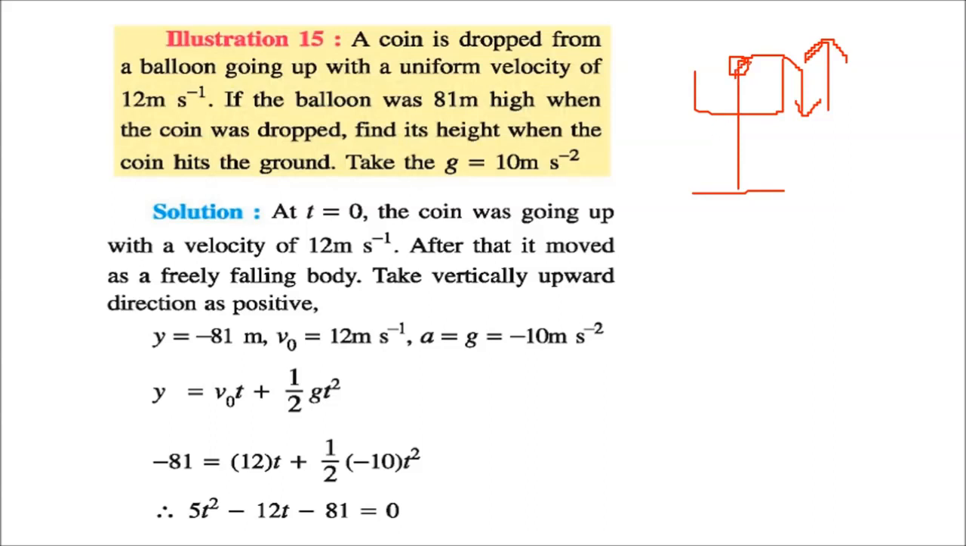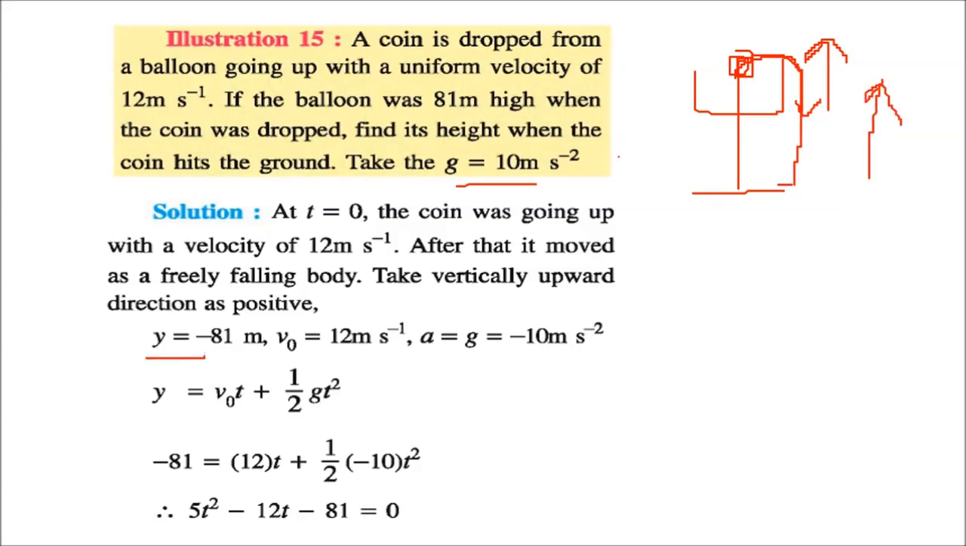So when the coin hits the ground, we have to find the time. We have to take g equal to 10 meter per second square. So at initial point t equal to 0, the coin is inside the balloon. So what will be the velocity of the coin? Initial velocity is the same as the velocity of the balloon. So after that it moved as a freely falling body. So we take upward direction as positive.